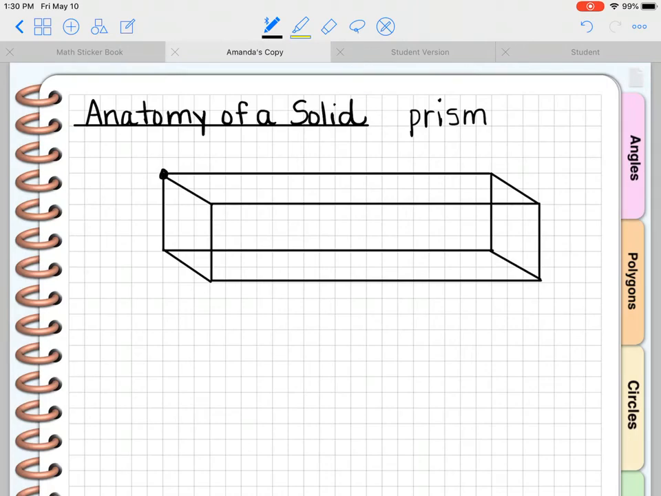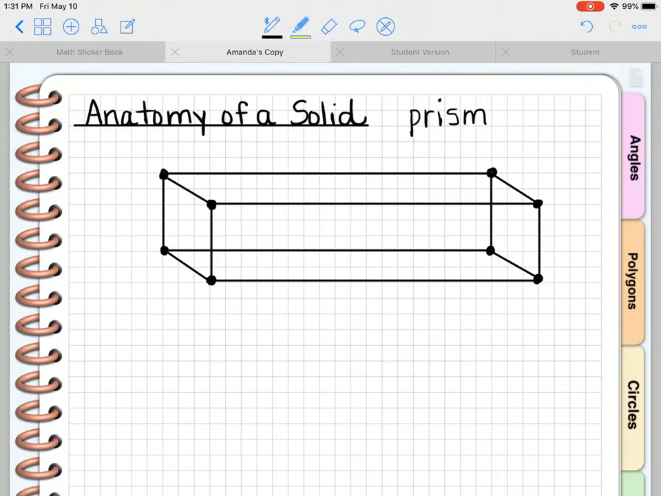And let's mark off the corners. So we have a vertex here and here. Remember, a vertex is where 2 lines come together to make an angle. So you have 8 of these vertices in this solid. Everywhere there's an intersection, you have a vertex. So this particular solid is made up of 3 dimensions.